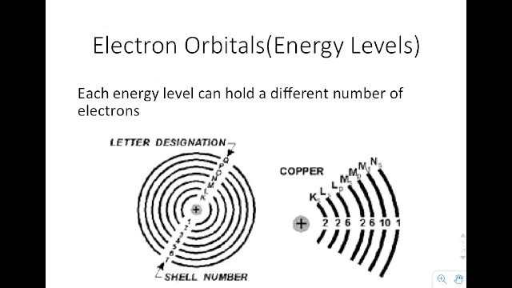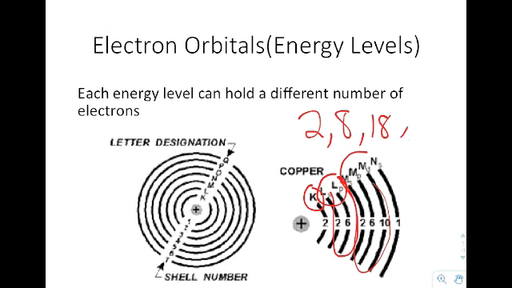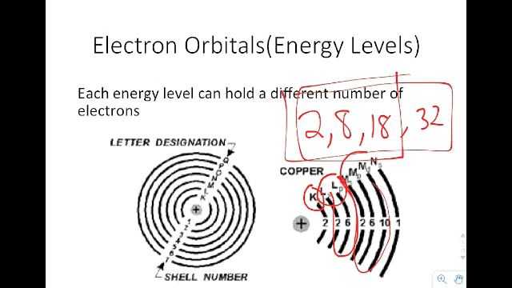Each energy level can hold a different number of electrons. The first one, represented by this K, can hold 2 electrons. The second one, the L shell, can hold a total of 8 electrons. Then we have the M shell, which can hold 18. And the next one, if you keep going, can hold even more, up to 32 electrons. Now we're going to stick to, for the most part, the 2, 8, and 18, although if you do get into the fourth orbital, it can hold a lot more electrons.